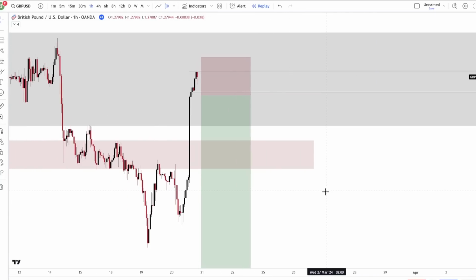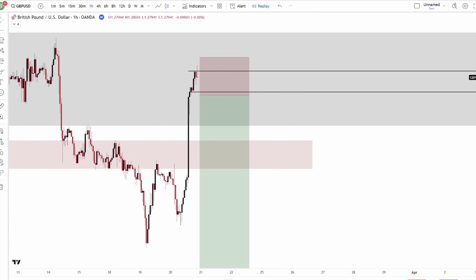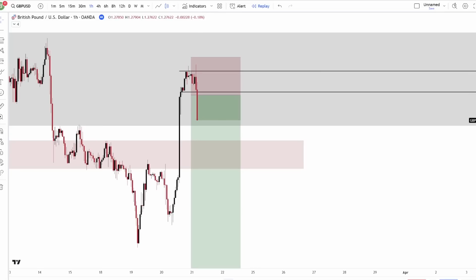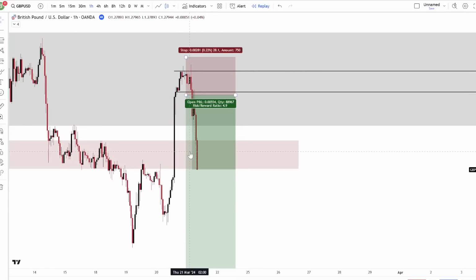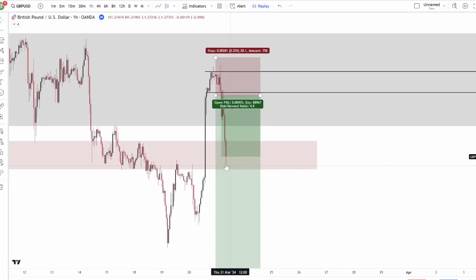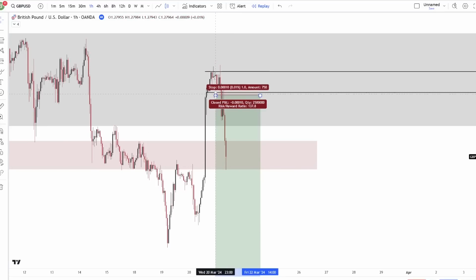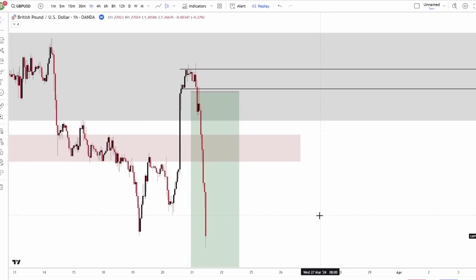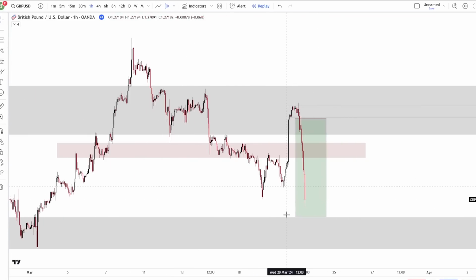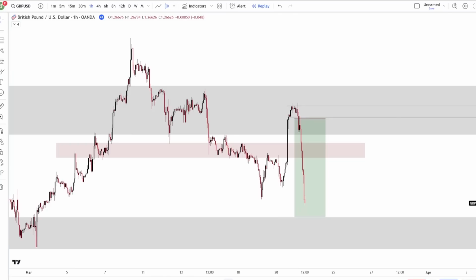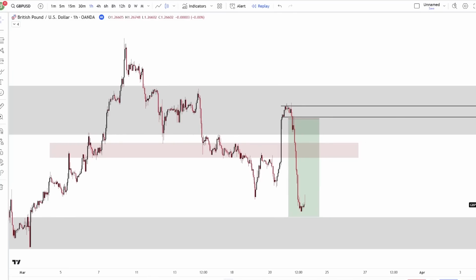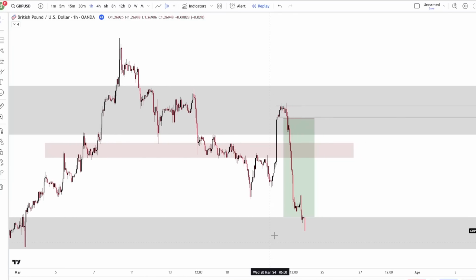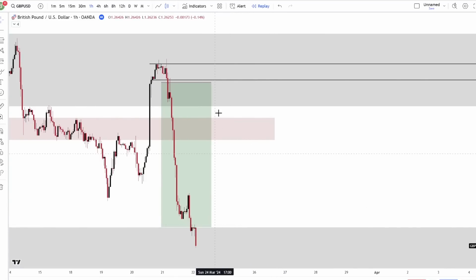So let's see. Your first TP's hit. Price is finding rejection. Again, price could always find rejection in this level. And price blew through your micro rejection, going for your macro rejection level. So now what do we have here?